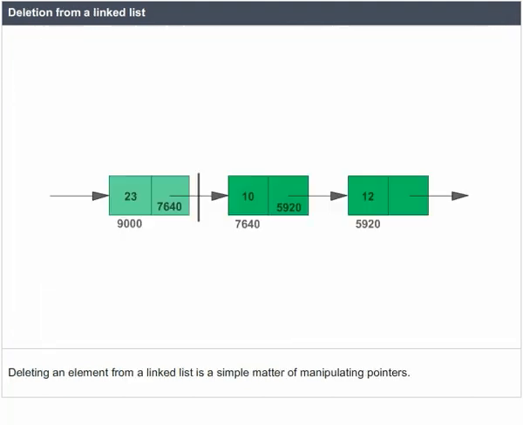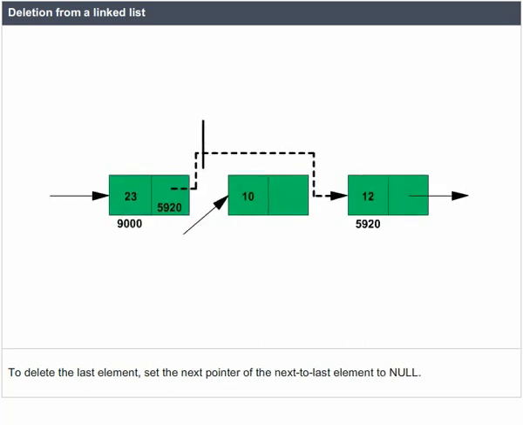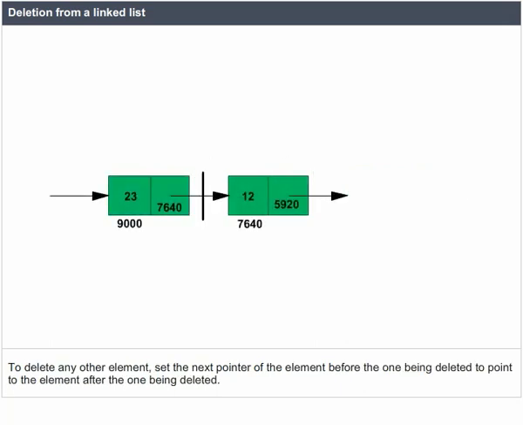Deletion from a linked list. Deleting an element from a linked list is a simple matter of manipulating pointers. The exact process depends on where in the list the element is located. To delete the first element, set the head pointer to point to the second element in the list. To delete the last element, set the next pointer of the next to last element to null. To delete any other element, set the next pointer of the element before the one being deleted to point to the element after the one being deleted.